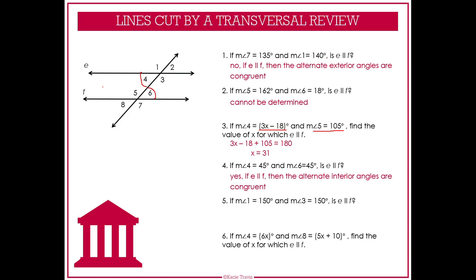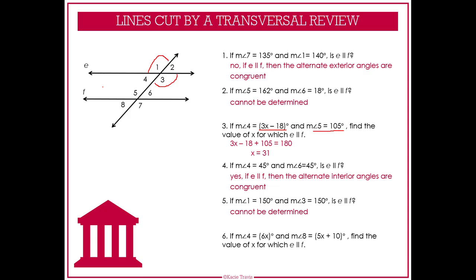Our next one, they give us angle 1 and angle 3. When we look at angle 1 and angle 3, even though they give us the same markings, that's just because 1 and 3 are both vertical angles. But do we have enough information about lines E and F being parallel? Not really. We don't have enough to be determined. It's really similar to our situation on number 2.